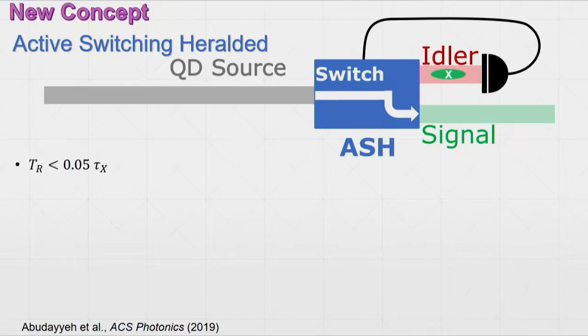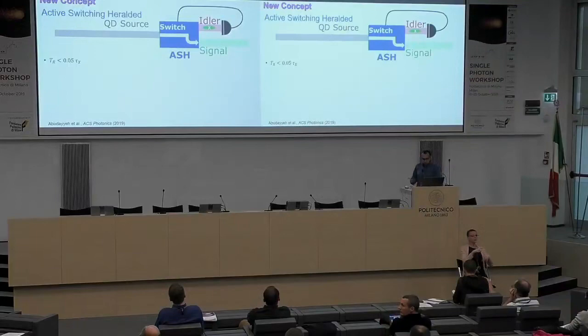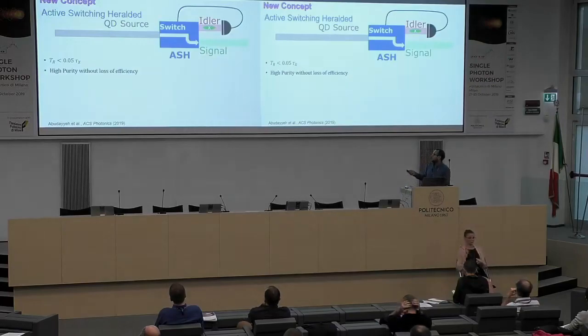So in realistic situations, we found that the response time is roughly on the order of 5% of the exciton lifetime. So this can offer high purity without any loss of efficiency. Again, if you have two-photon events, the purity is by definition 1 in this case, so you don't have to worry about that. And the efficiency can asymptotically reach 1 also.